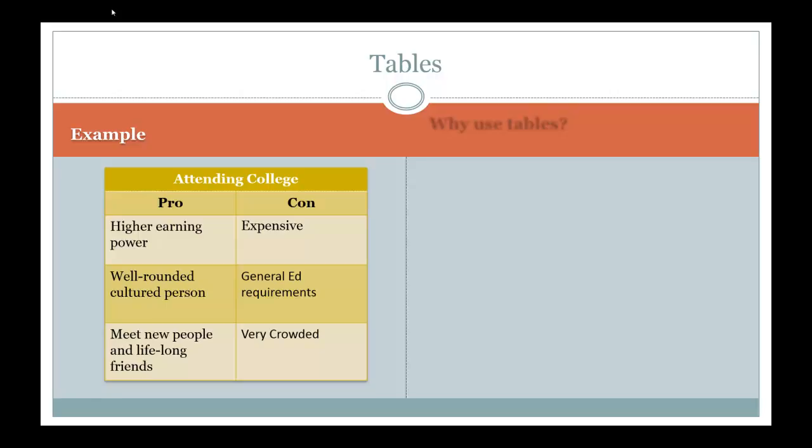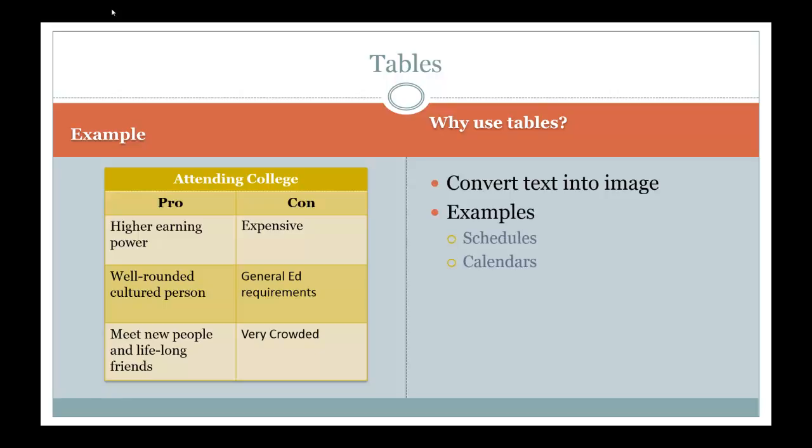And this is a very good example of why you will want to use a table, especially in a presentation. So when you're using tables, you basically are converting text into an image. And people are visual learners, and it makes it a little bit easier if people can see information nice and organized and color coded. They actually retain it better. Examples of reasons why you would want to create a table is like a schedule or a calendar.